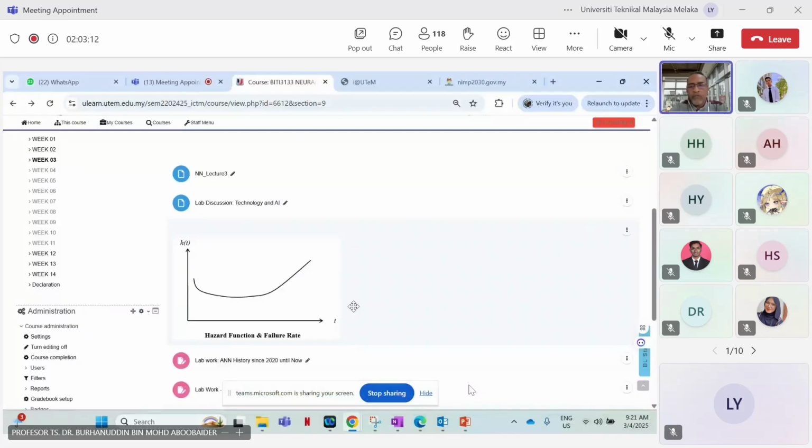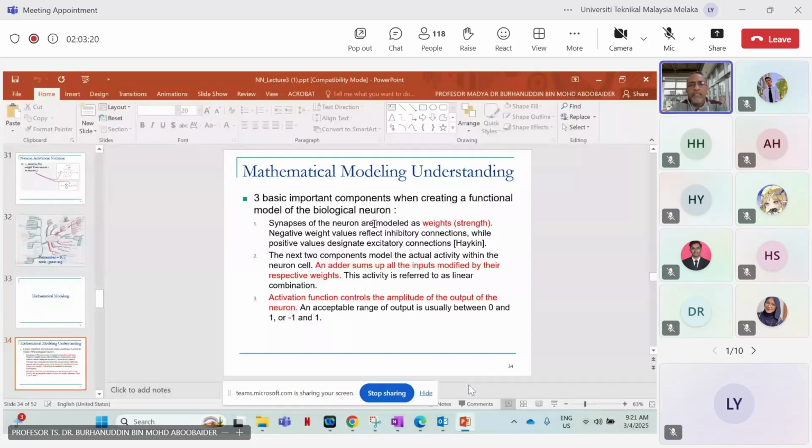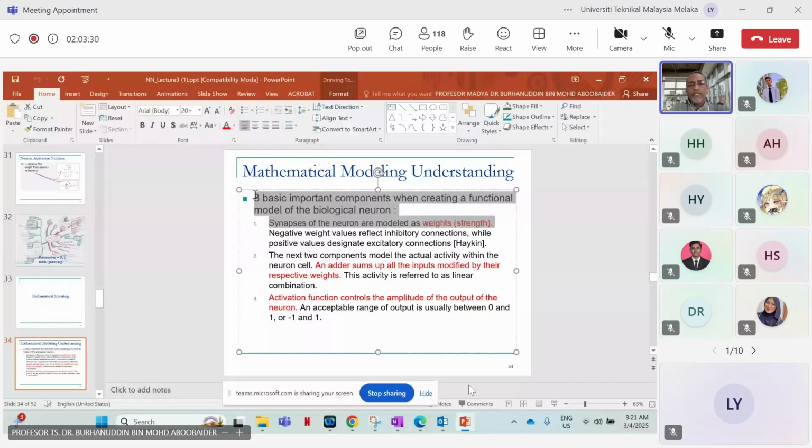Okay, let me continue a bit on mathematical modeling. There are three basic important components when creating a functional model, as you can see from the few lectures that I have given. The synapses of the neuron are modeled as weight or strength. So there are negative weights and positive values of the weight, right? See the connection. Like the example I gave you, you meet someone, so how important is that person to you?